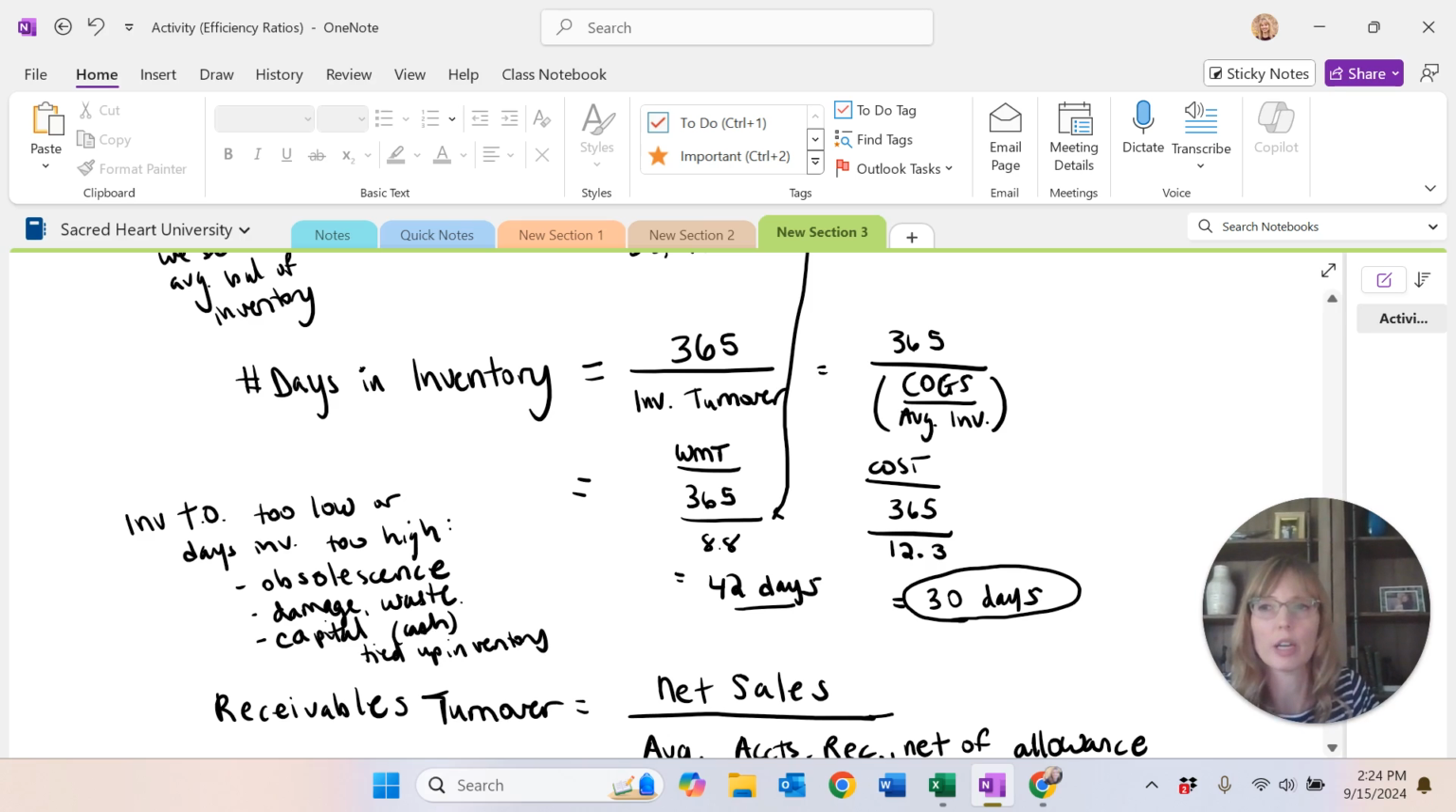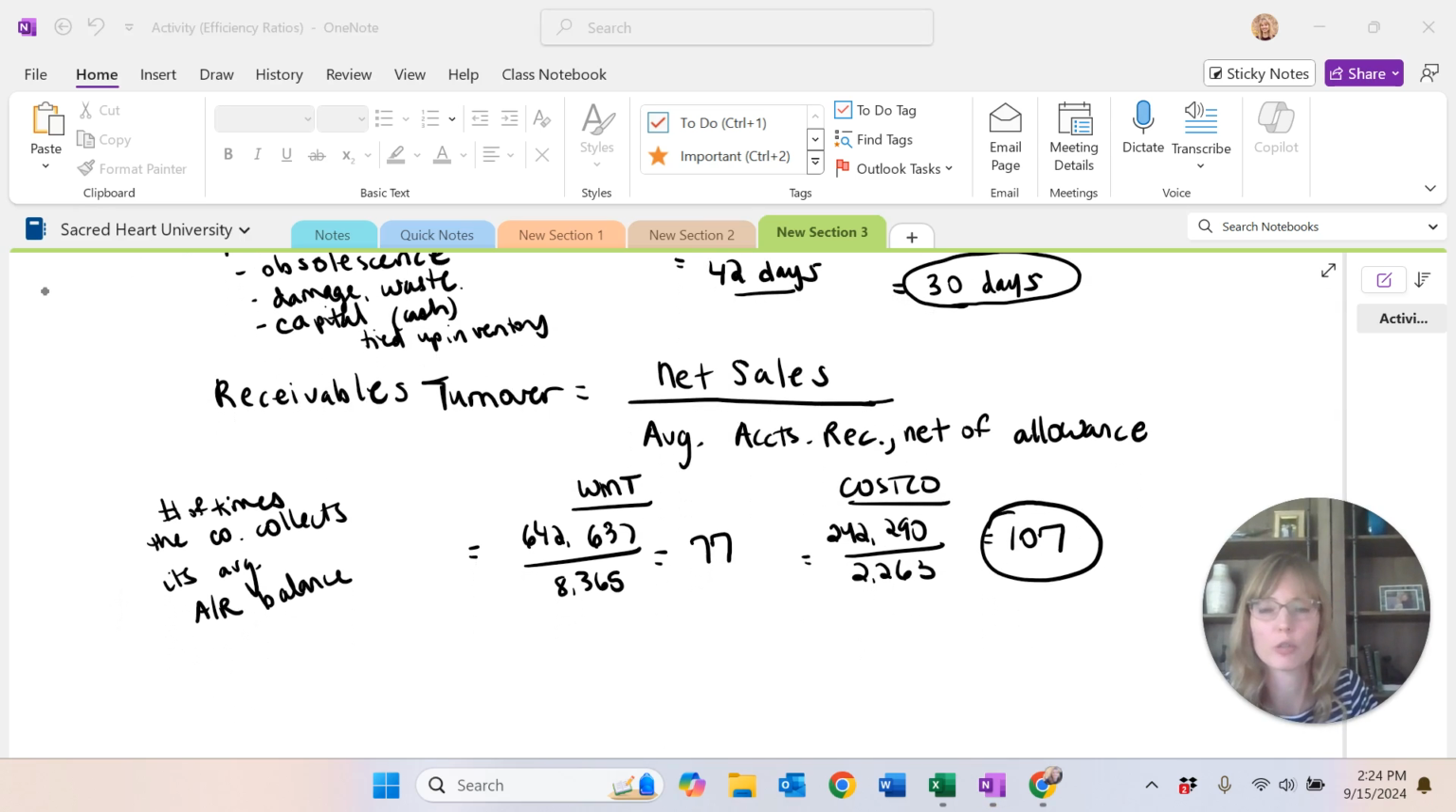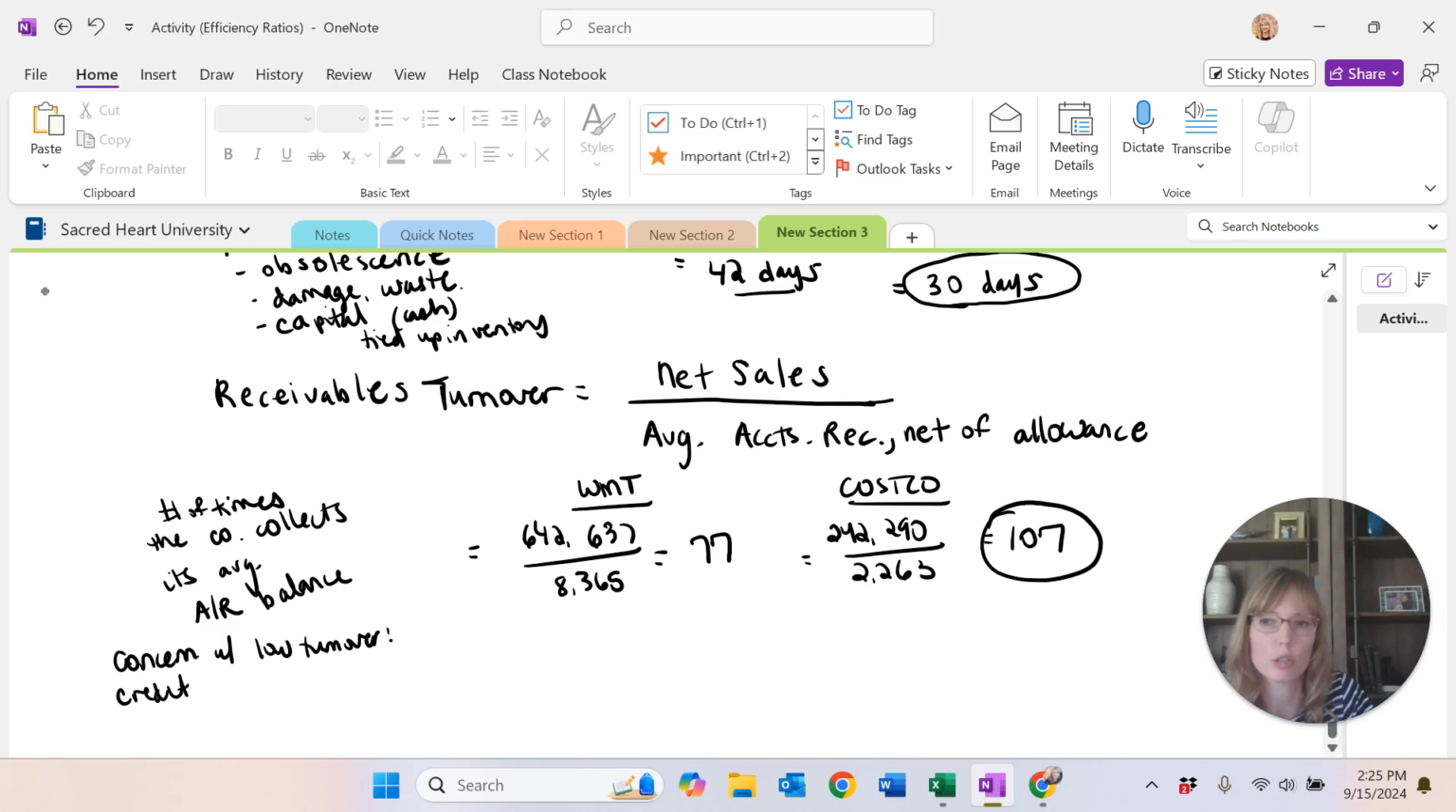And then let's also look at receivables turnover. What's the downside to having a receivables turnover that's too low? We're extending credit to customers that are not paying us. So our credit policies are too liberal and we need to revisit them, because we know when we don't collect our receivables, we have bad debt expense, and that bad debt expense is going to reduce our net income.